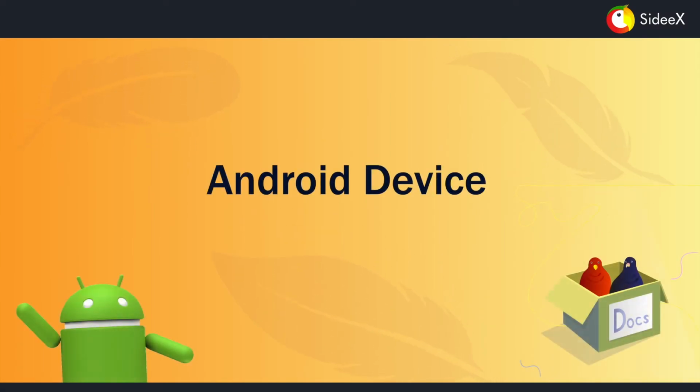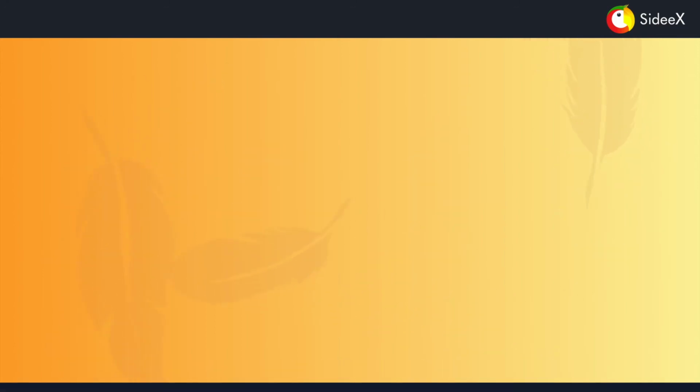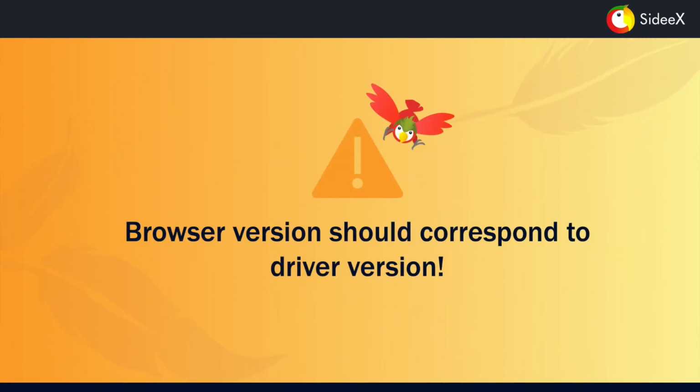Moving on, I'm gonna show you how to run your test case on an Android device. Currently, only Chrome is supported for this feature, so we're gonna focus on the Chrome browser in an Android device. The first step is to install the following tools into your computer: Chrome driver, Appium, Java, SDK platform tools, and Android build tools. Again, remember to check the version of your browser and download the corresponding version for the driver. The links to all these tools are in the HackMD document listed in the description.